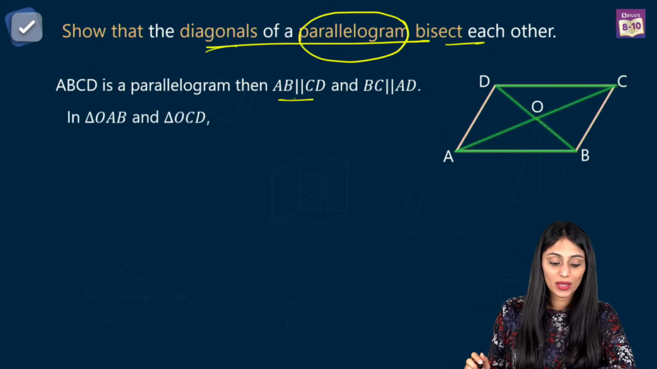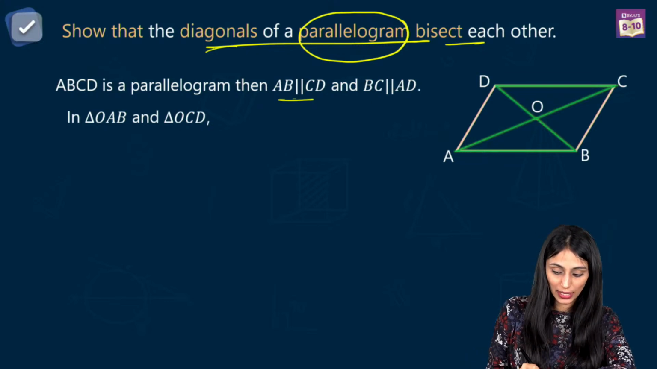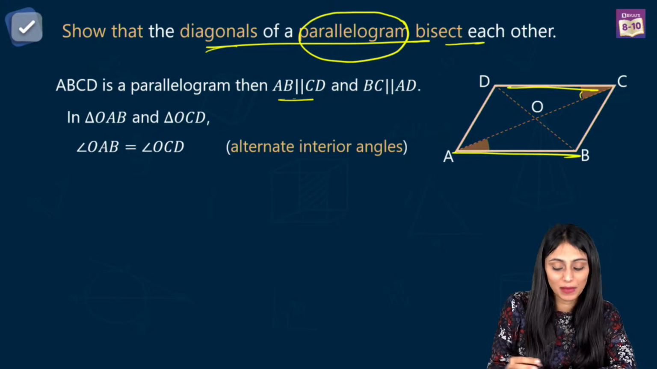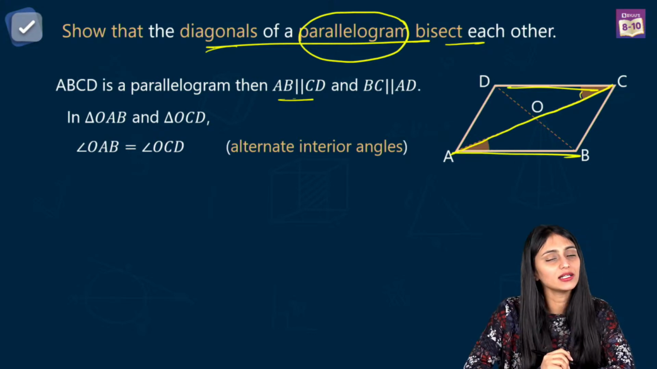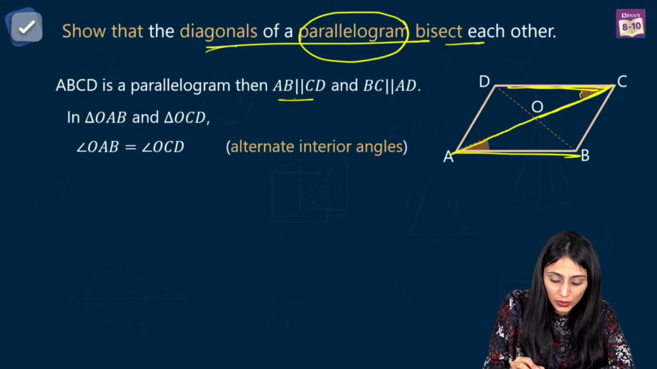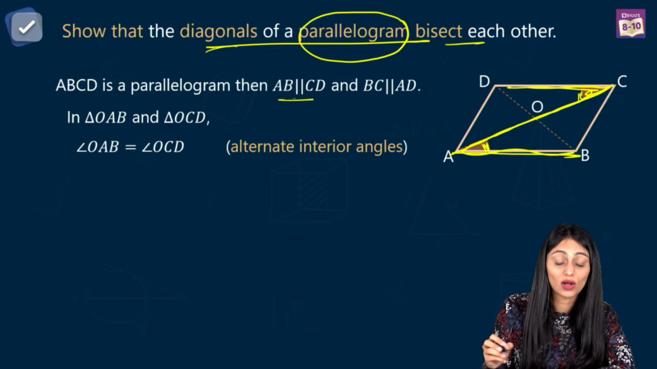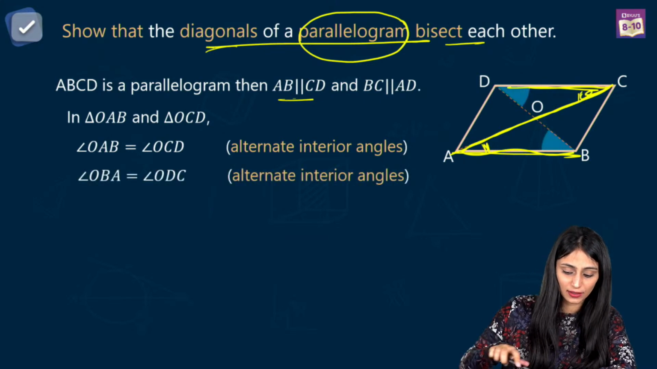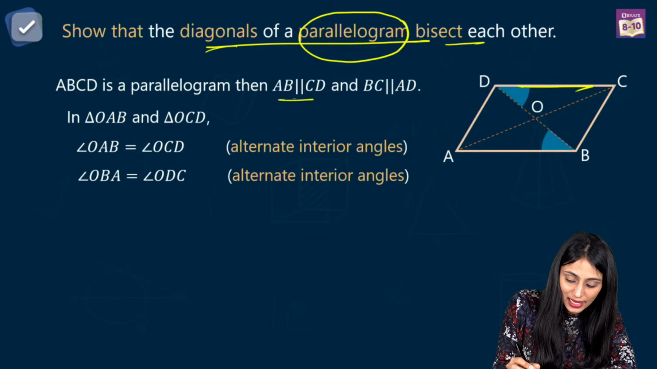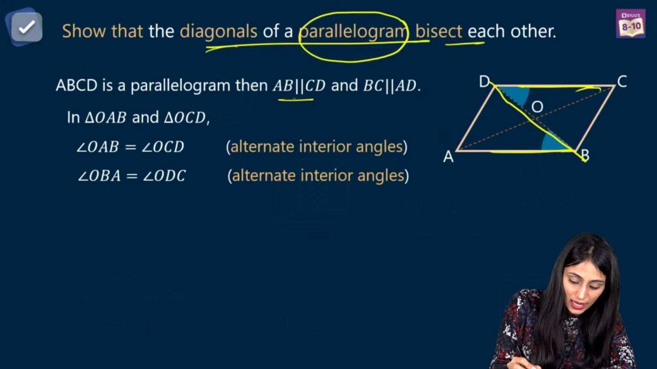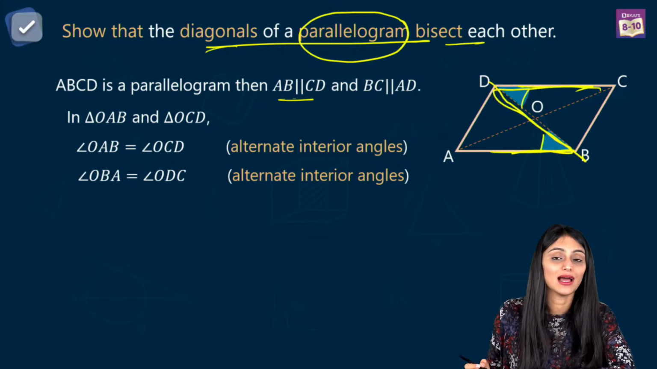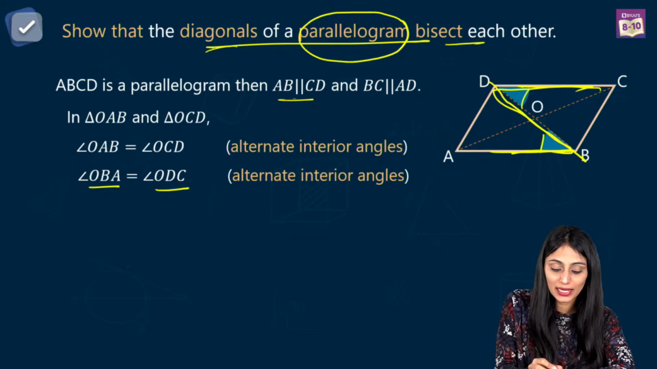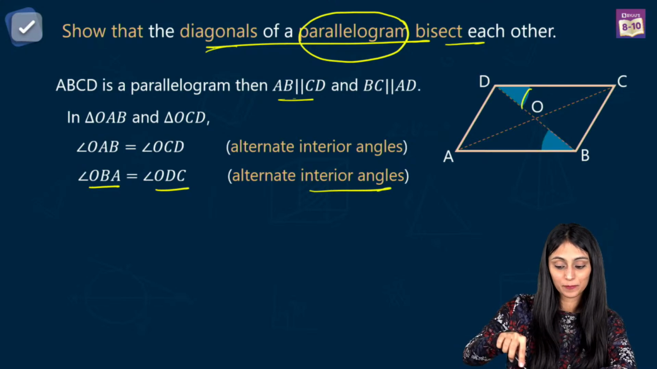So in triangle OAB and triangle OCD, we can say that these two angles will be equal. Why? These two lines are parallel, and this is acting as a transversal here. So a Z is formed, you see. So these angles are alternate interior angles. They will be equal, right? Now in these triangles, these lines are also parallel and this is a transversal. So again a Z is formed here. You can see the angles are highlighted in blue. So angle BOA and angle ODC will also be equal. Again, alternate interior angles are formed, right?